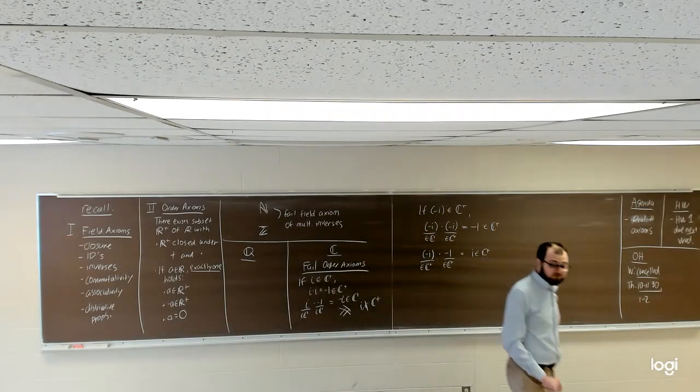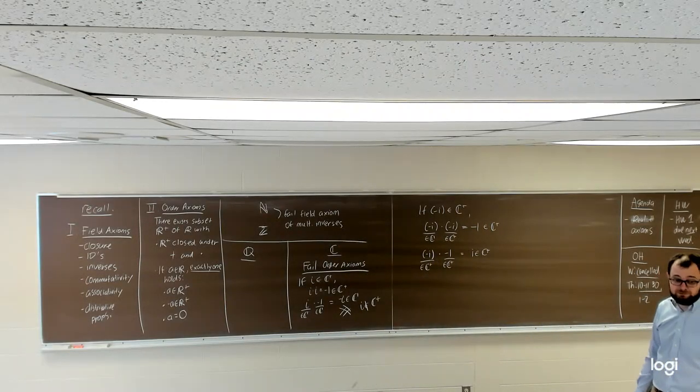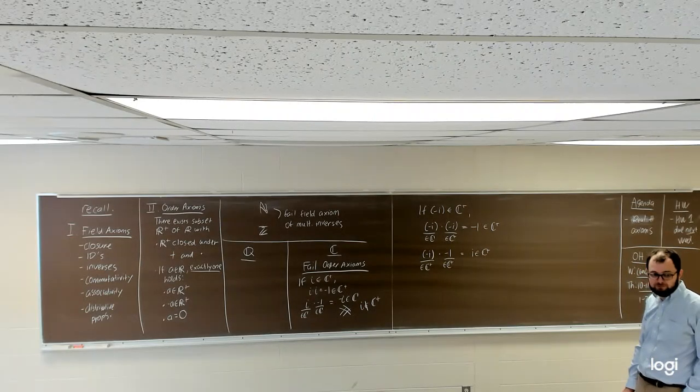Matthew? Why do the order axioms matter? Because, at least in my mind, isn't this all closed if you just look at the complex numbers in general? So why does it matter if we define it one way as positive versus the other way as negative?